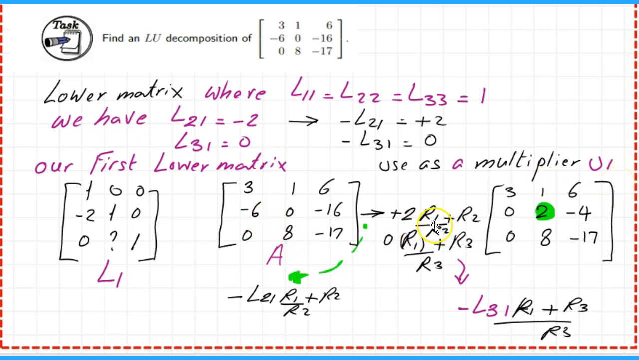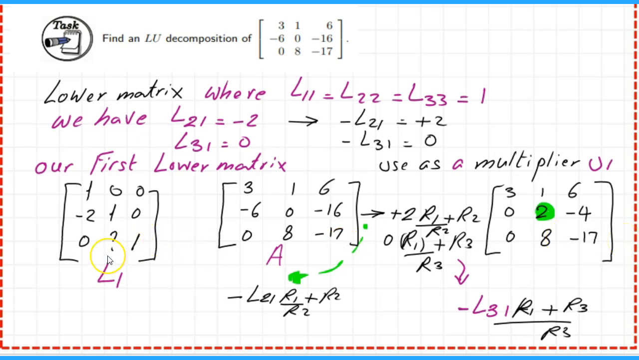For the second row, we have 2 by 3, 6 minus 6 equal to 0. 2 by 1 plus 0 is 2. And 2 by 6 equal to plus 12. And add to minus 16, we have minus 4. 0 by R1, nothing, 0. Add to 0, we have 0. 0 by 1 is 0 plus 8, we have 8. And 0 by 6 is 0 minus 17.